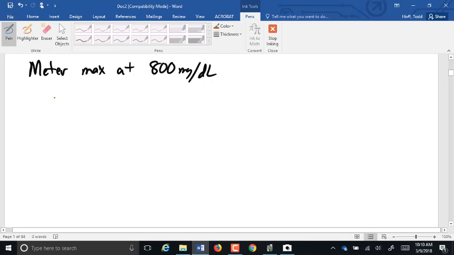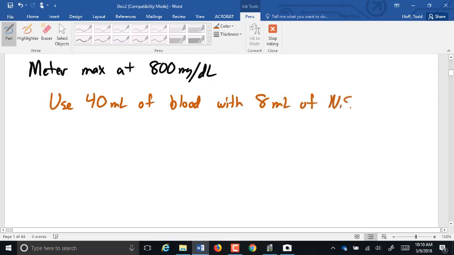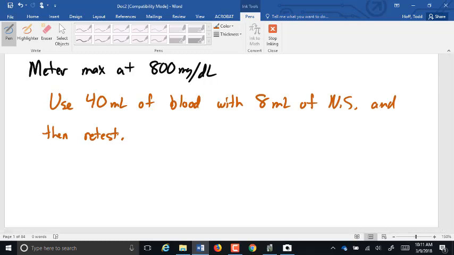So let's say we're going to use 40 milliliters of blood with 80 milliliters of sterile water and then retest. So what we've done is we've diluted the blood so that the concentration should be lower and within the limits of our meter.